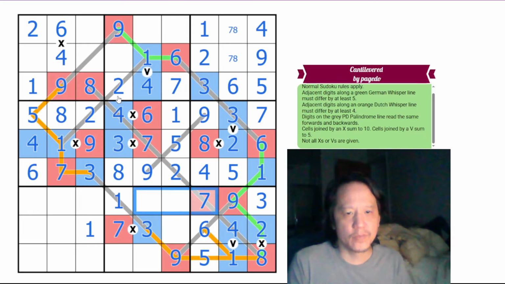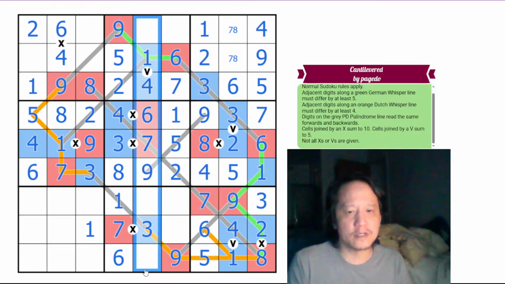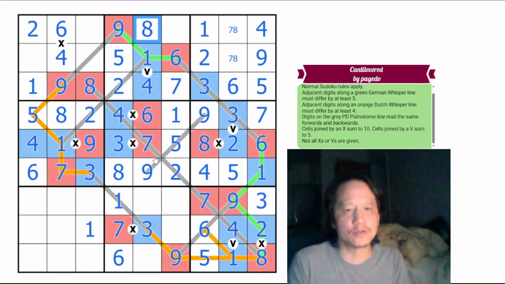Remaining digits in column 4 are 5 and 6. This can't be 6 because of 6 in the box, so this is 5, that's 6. Remaining digits in column 5 are 2, 5, and 8. Well, 2 and 5 cannot be here, so that's 8. This can't be 5 because of 5 in the row, so that's 2, that's 5.